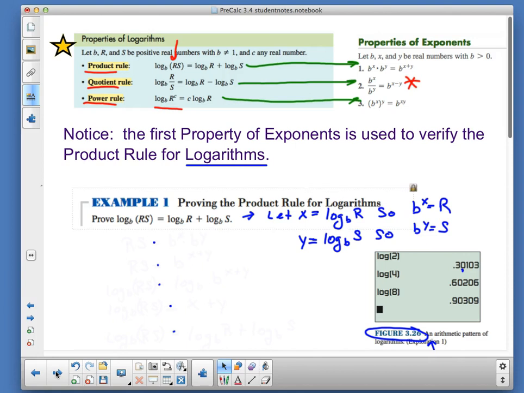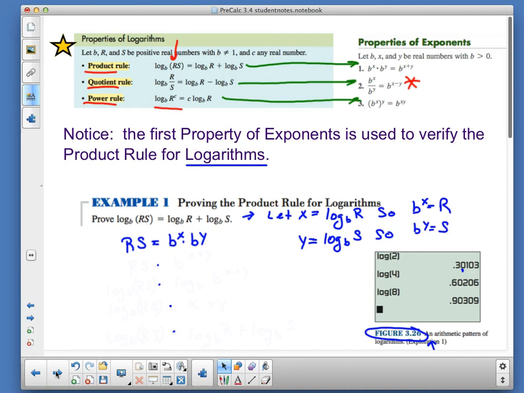I'm going to let x represent the log base b of r, and I've got y here for the log base b of s. So keep in mind that b to the x power is r, and b to the y is s. Using the snail rule, b to the y value equals s, b to the x value equals r. Now, based on working with r and s and the powers that I defined, r times s is equal to b to the x power times b to the y power, because b to the x represents r and b to the y represents s.